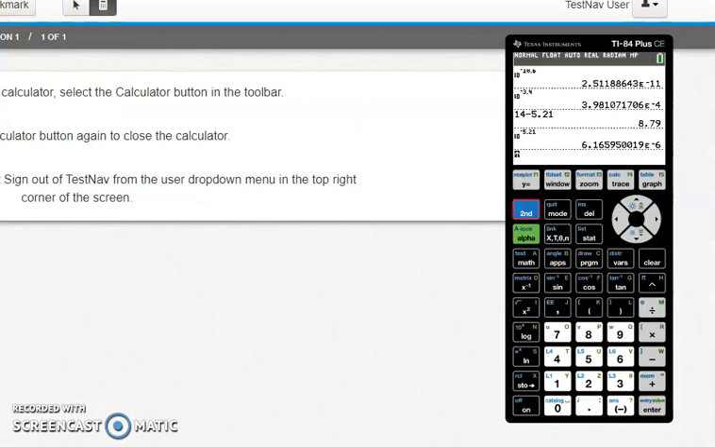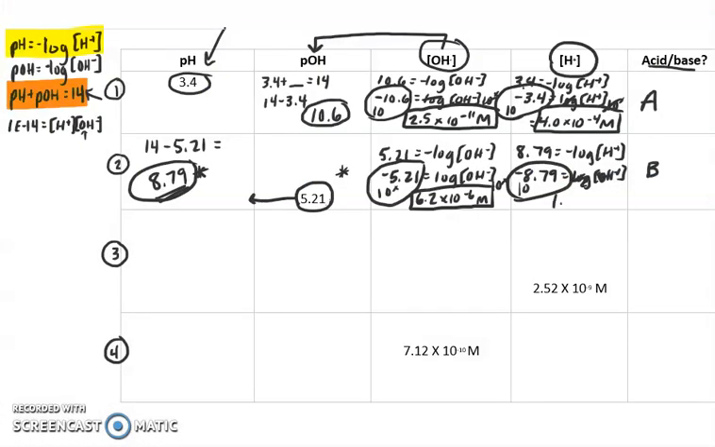10 to the -8.79. And I get 1.6 times 10 to the -9th. So 1.6 e to the -9th M. Sorry, I'm not being very consistent with that. And there's my answer. Okay, so I consider these two problems kind of similar because we went through the same process for each. Number 3 is a little bit different.